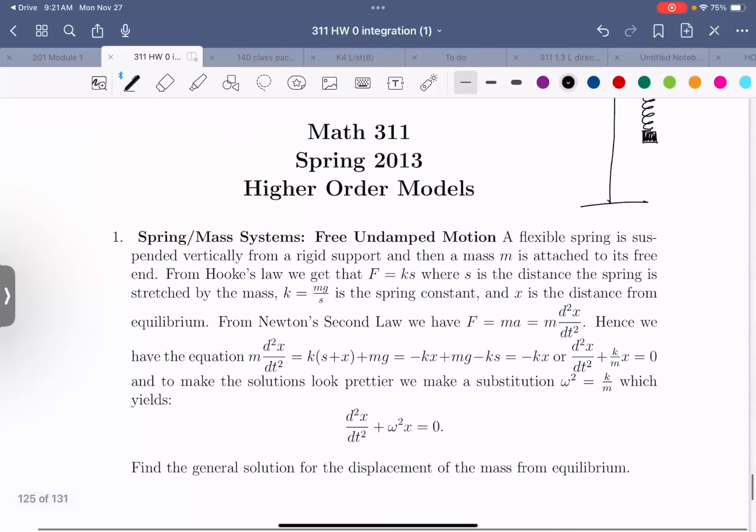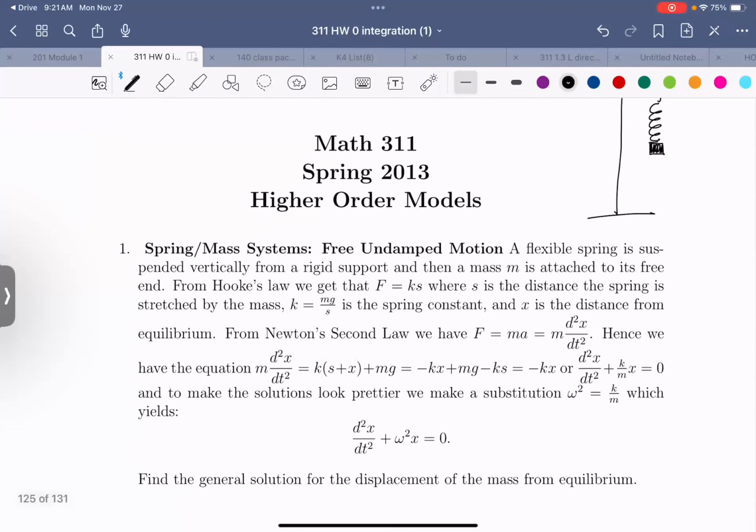So in free undamped motion, what we say is that all of this stuff is how you generate the equation. Just in there for now. Thank you, Ben.